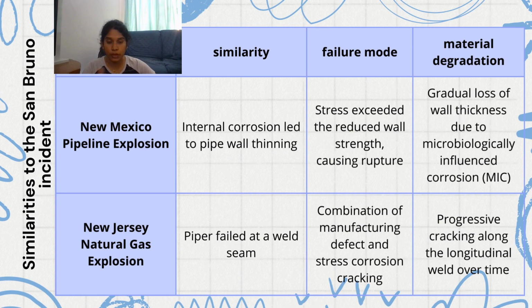Now we'll see the similarities of these five cases, and how and why they are similar to the San Bruno incident. We have extracted information and divided it into three factors to analyze the similarities. The first one is the similarity. The second one is why the failure occurred, which is also the failure mode, and finally the material degradation.